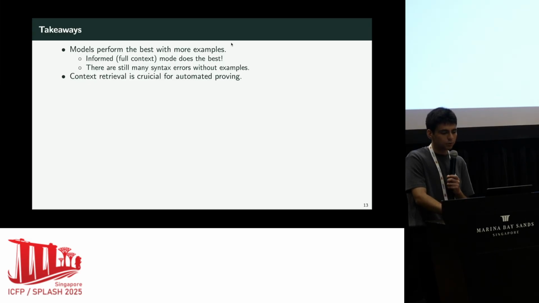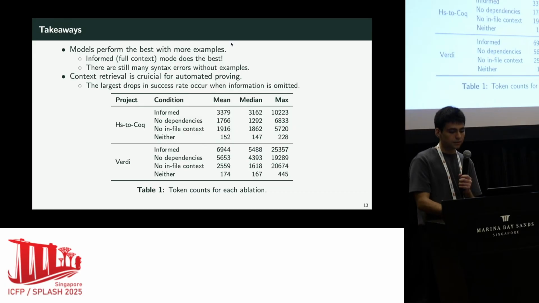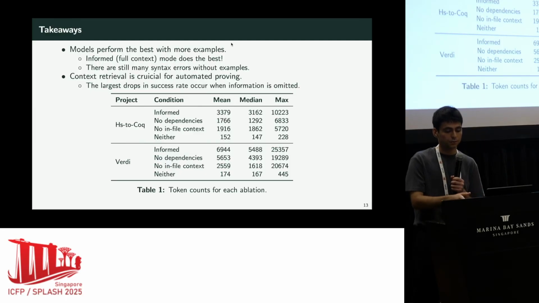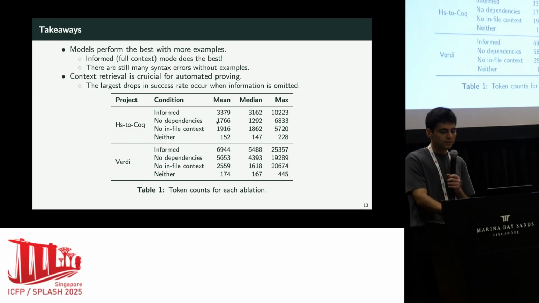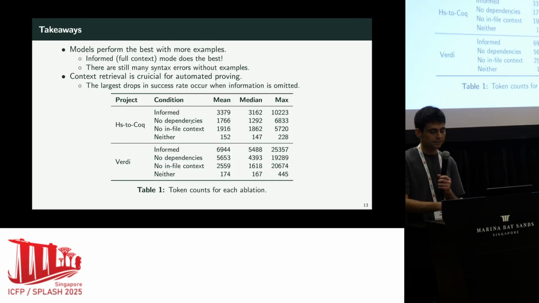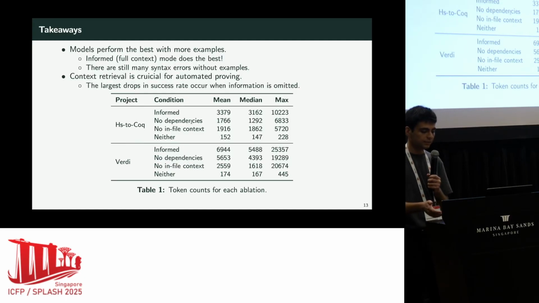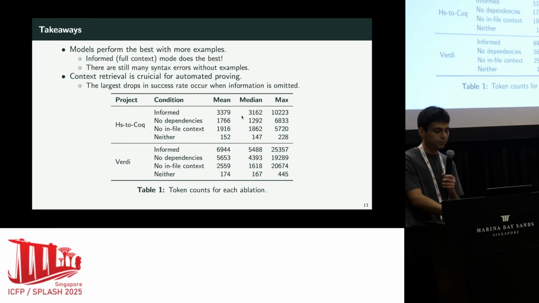Another takeaway is that context retrieval is crucial for automated proving, and the largest drops in success rate occur when the information is omitted. And this is another point where you have to be careful about what you provide to the LLM because of the price. So here we have included a token count for each ablation. For example, if you just include everything in the code base, then it can go up to like 3,300 tokens for one proof. Or in Verdi, it can go up to 7,000. So it is going to get really expensive very quickly.